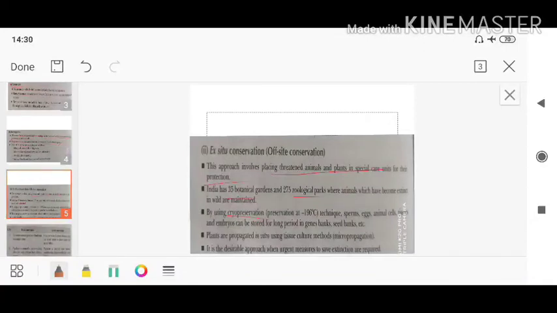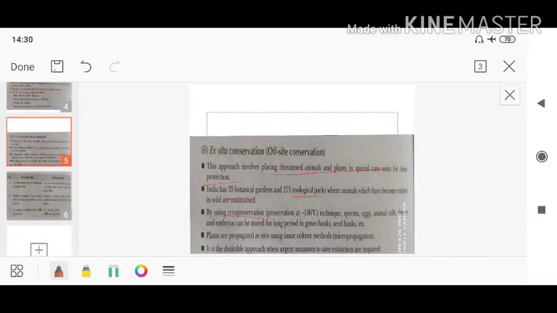Plants are propagated in vitro by tissue culture. We have already learned what is tissue culture, micropropagation, isn't it? It is a desirable approach when urgent measures to save against extinction are required. So it is a very good approach. Some animals are going to become extinct, so the sperms and eggs are collected and fertilized in vitro and the offspring are produced and taken care of safely in an artificial environment, so that the animal does not become extinct, okay. So that is regarding your ex situ or off-site conservation.